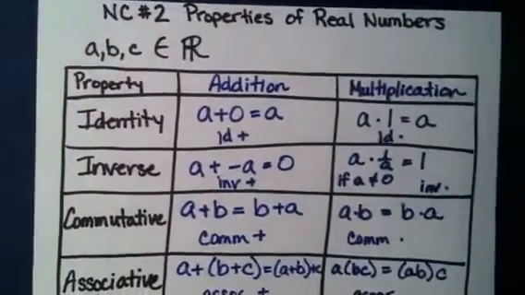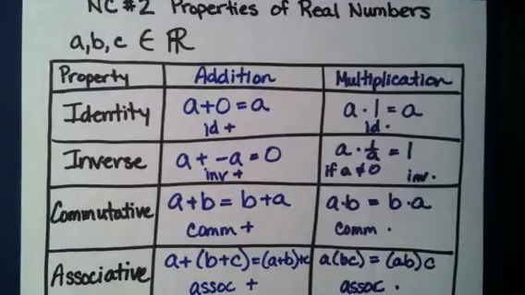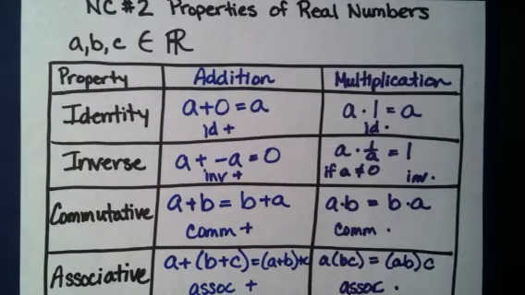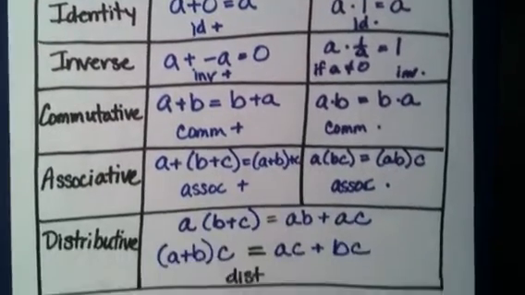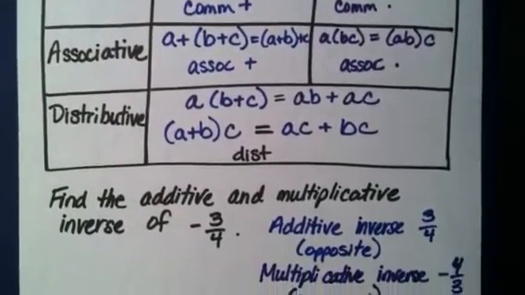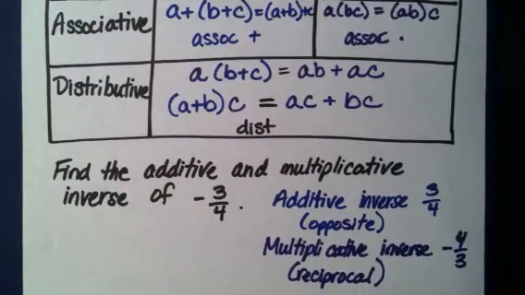On note card number 2, we had discussed properties of real numbers. For this test, you'll be needing to know the inverse property of addition and multiplication as well as the distributive property. Let's do an example of each.